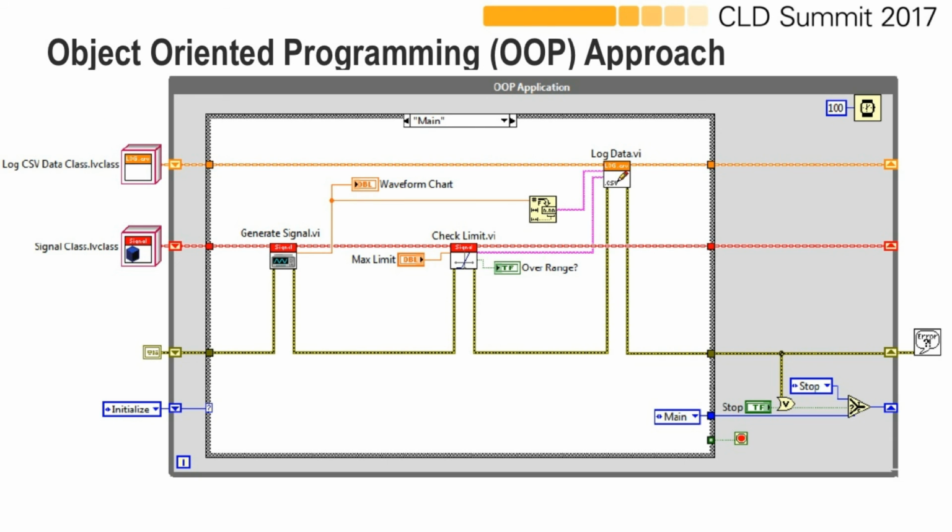So the object-oriented programming approach solution looks like this. In this case, we have two classes that use their data and respective methods to perform the operation. In this particular stage of the code, a log data method is being used by the log CSV data class, and finally the signal class is using its two methods called generate signal and check limit.